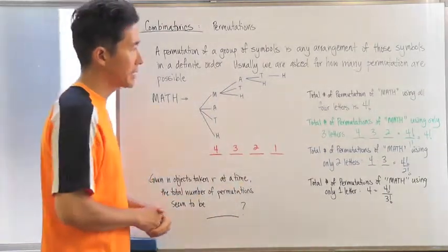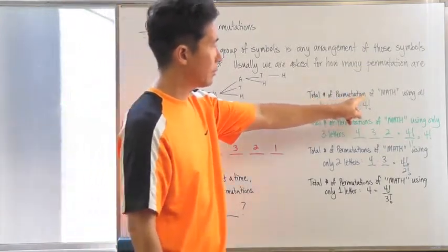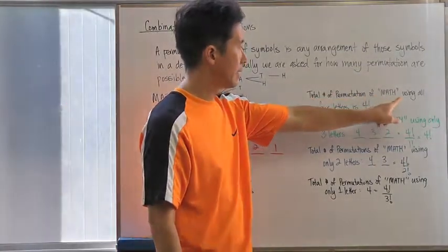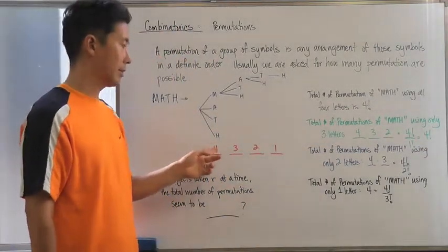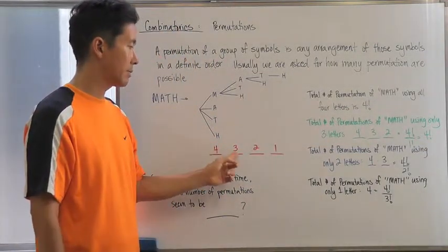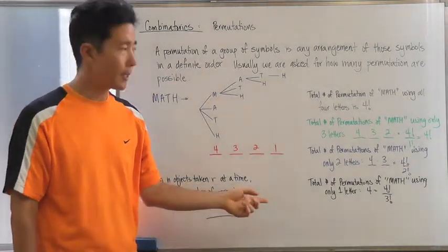So what we know then is that if we want to take the total number of permutations of the word math using all 4 letters, well, that's just going to be 4 factorial, because this is just going to be 4 times 3 times 2 times 1.